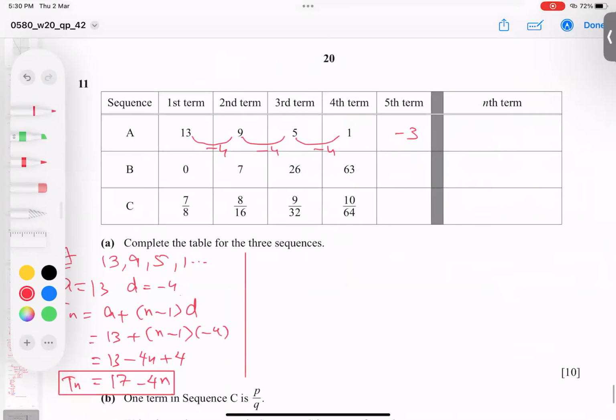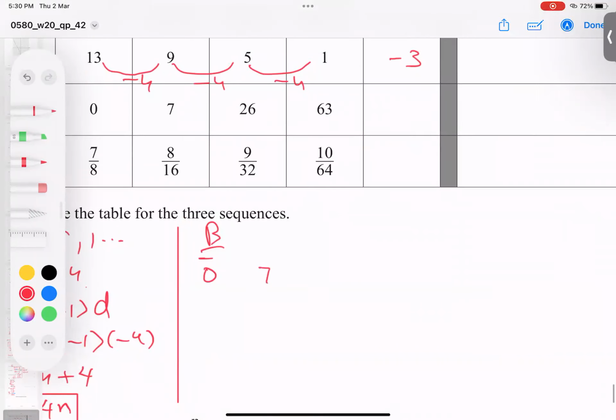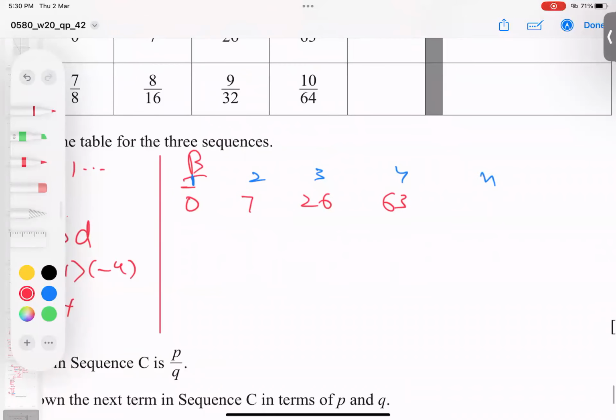Next sequence is this one. Okay, so let's try. I said before, for sequence B, I can try 0, then 7, then 26, then 63. Write 1 on the top, 2, 3, 4, and then n. I saw that 1 to the power 3 minus 1 gives 0. 2 to the power 3 minus 1 gives 7. 3 to the power 3 minus 1 gives 26. 4 to the power 3 minus 1 gives 64. And n to the power 3 minus 1.